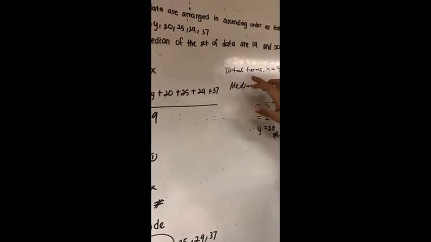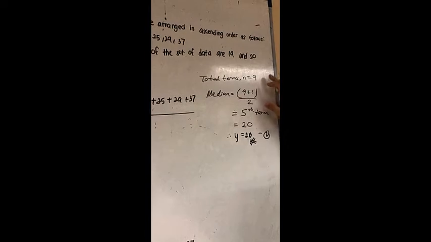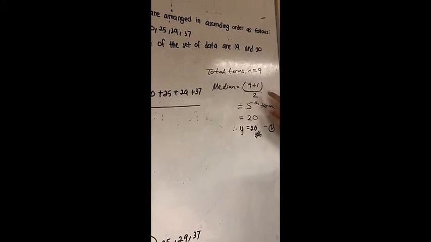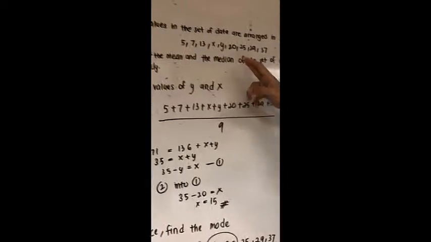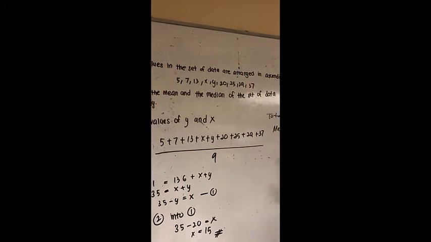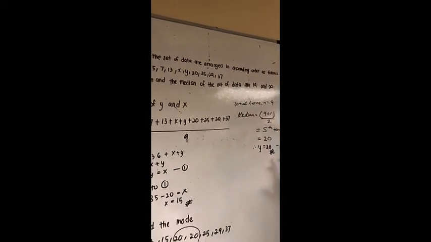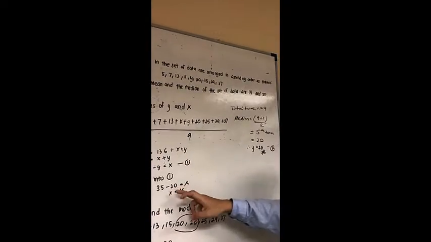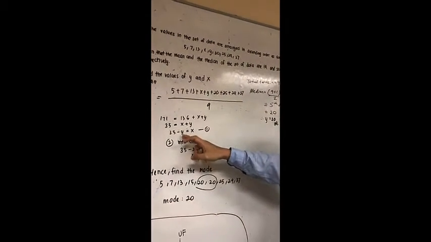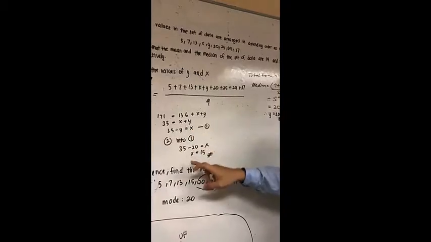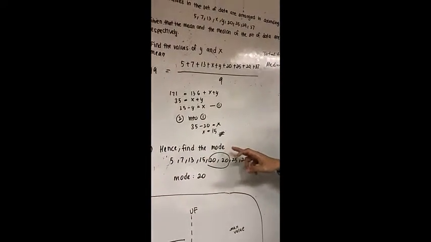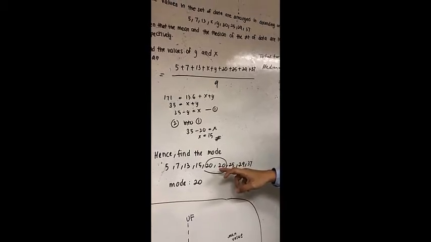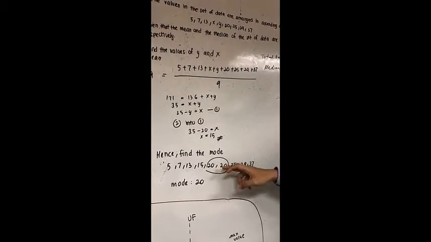So they are altogether 9 terms. So using formula, we find the median is the fifth term. Fifth term is y. So median equals to 20, so y equals to 20. So we substitute back into the first equation. So we get s equal to 15. So b, we want to find the mode. Mode 20 appears 2 times, so 20 is the mode.